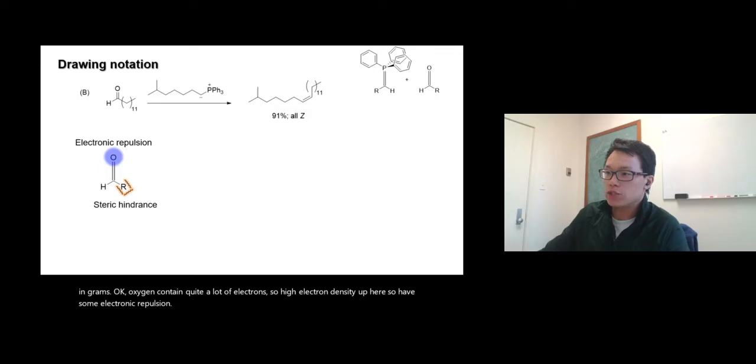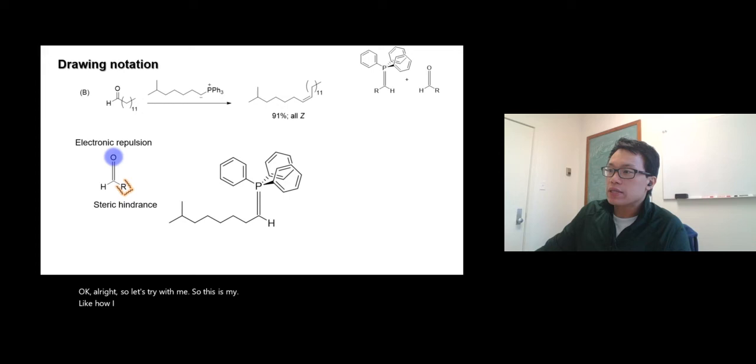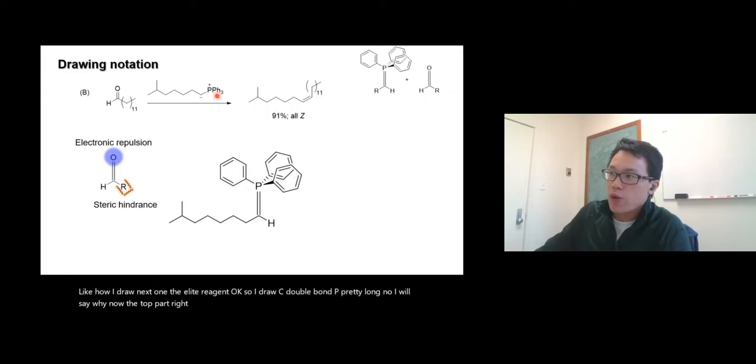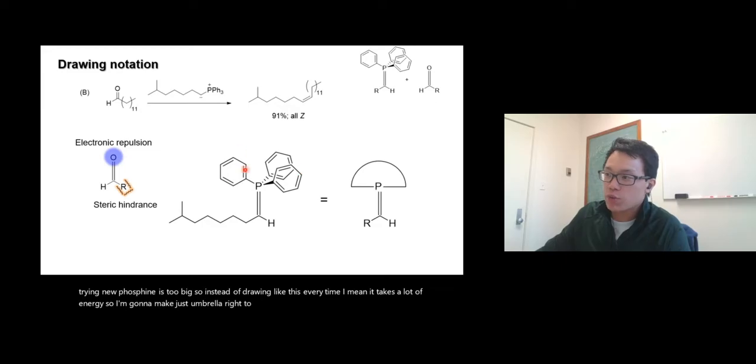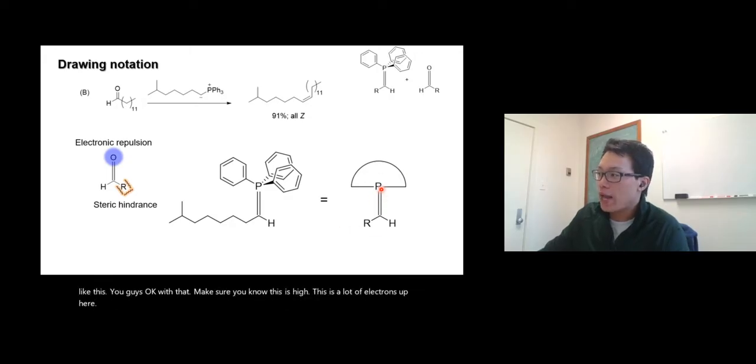All right, so let's try with me. This is how I draw it. Next one, the ylid reagent. I draw C double bond P pretty long, and you will see why. The top part right here is the ylid, with triphenylphosphine on top. The triphenylphosphine is too big, and instead of drawing it like this every time, which takes a lot of energy, I'm just going to make an umbrella to represent the triphenylphosphine group. Are you okay with that? Make sure you know this is high in electrons up here. So this is my ylid reagent.